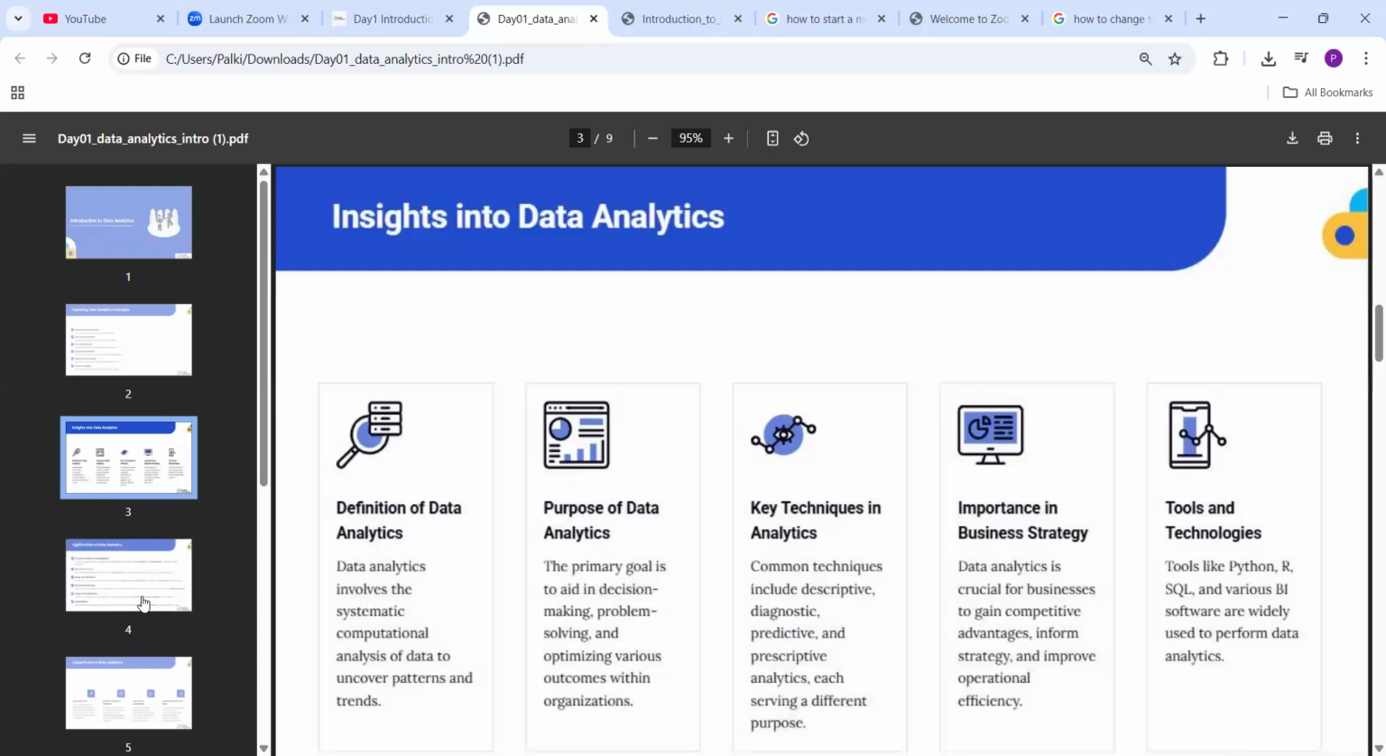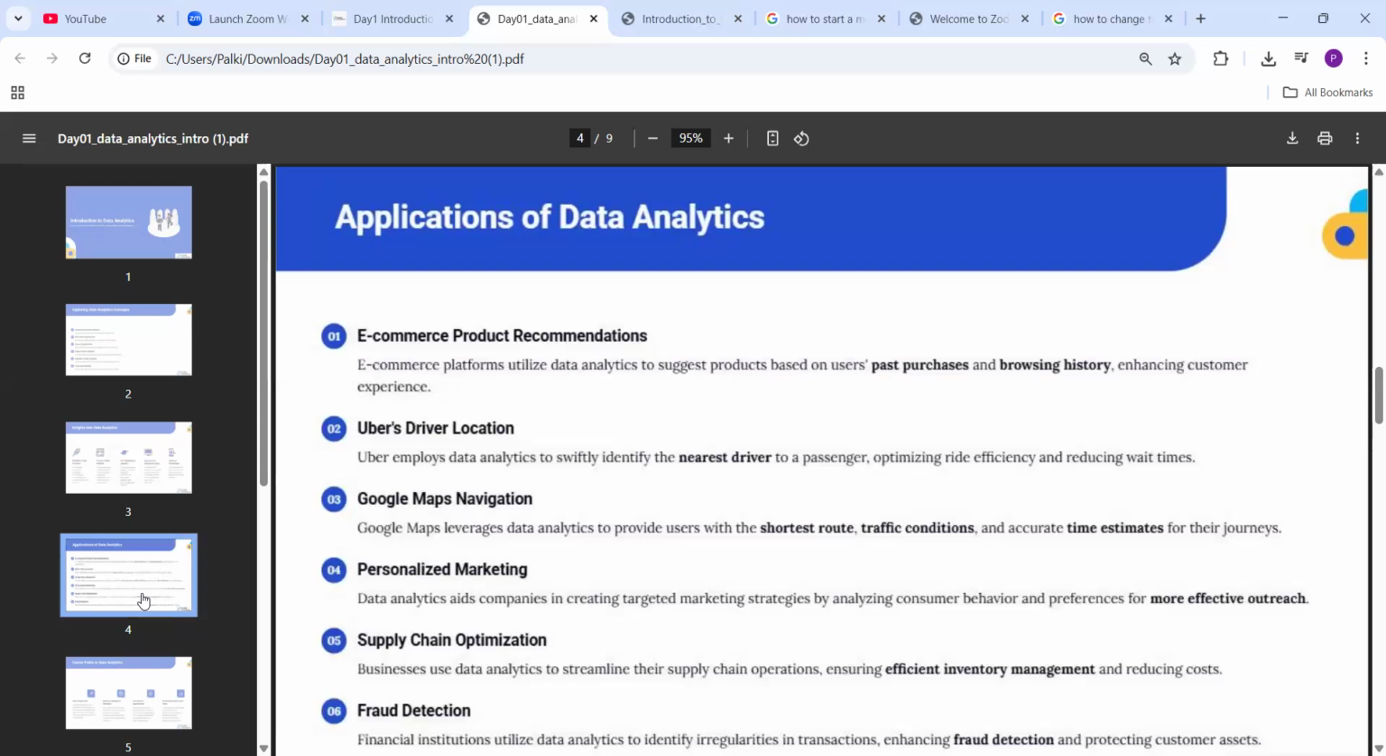Okay, so now, applications of data analytics. What does it mean? When it comes to applications, there's e-commerce product recommendations. E-commerce platforms utilize data analytics to suggest products based on users' past purchases and browsing history, which I already told you. So what is the purpose of Google Maps navigation?